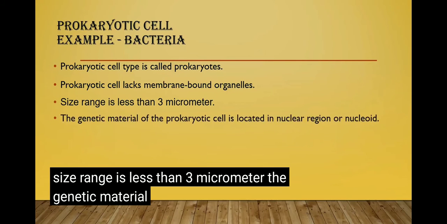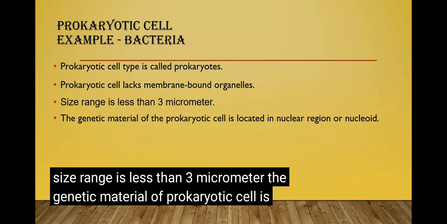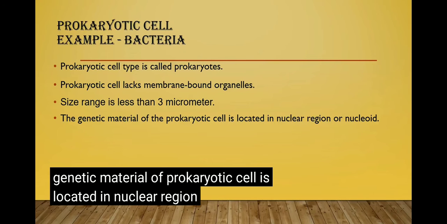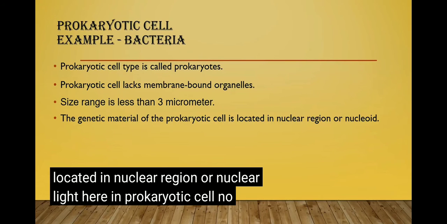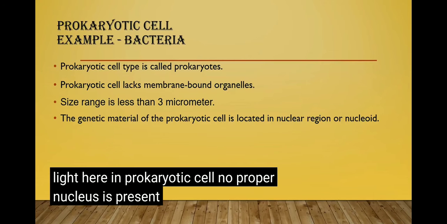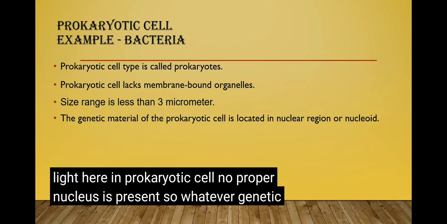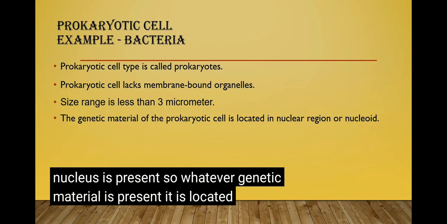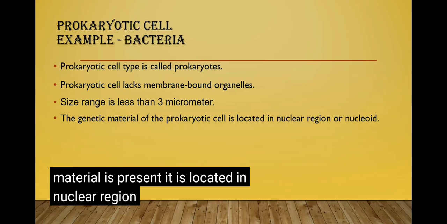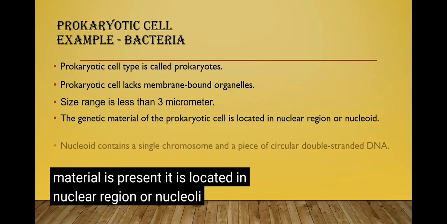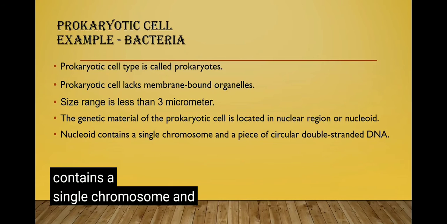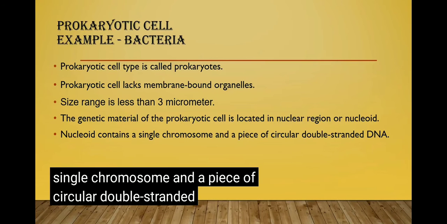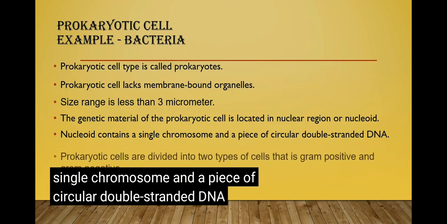The genetic material of prokaryotic cell is located in nuclear region or nucleoid. Here in prokaryotic cell, no proper nucleus is present. So whatever genetic material is present, it is located in nuclear region or nucleoid. Nucleoid contains a single chromosome and a piece of circular double-stranded DNA.